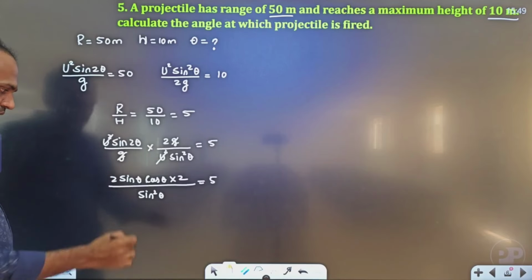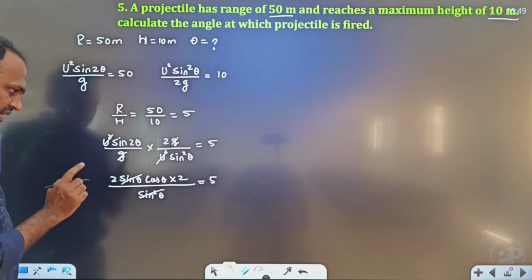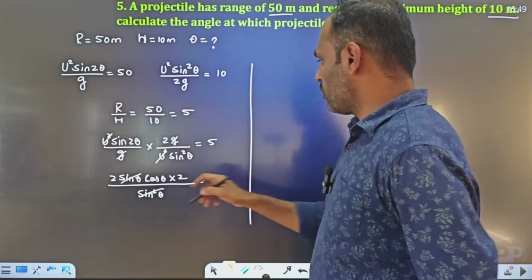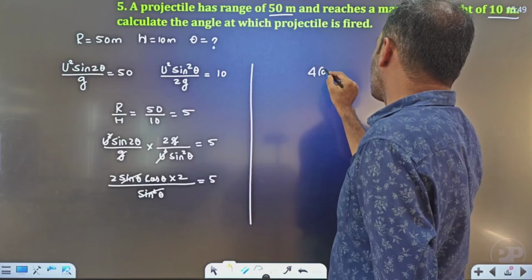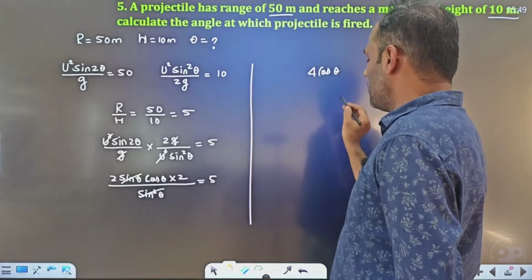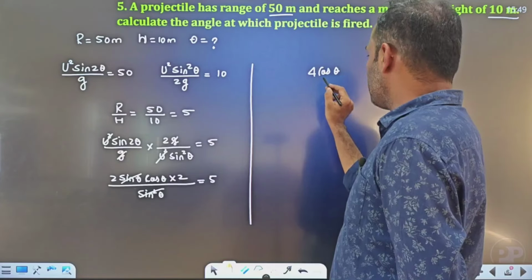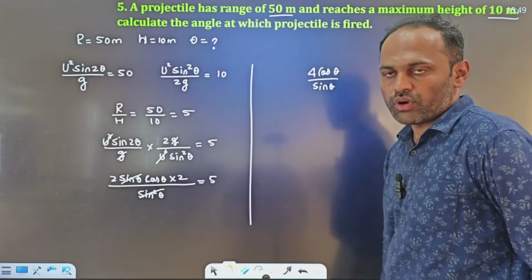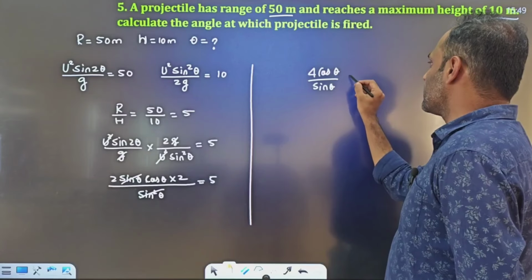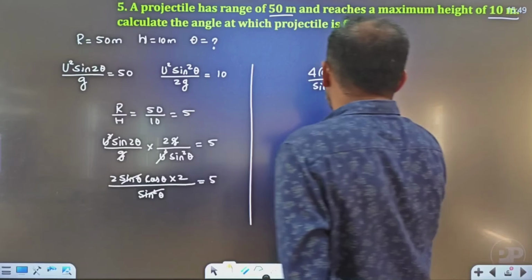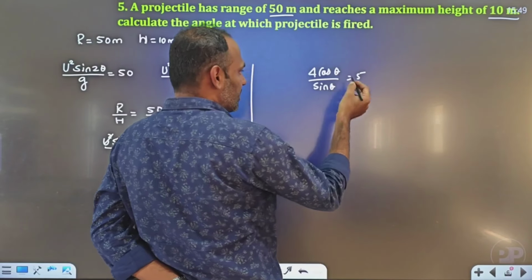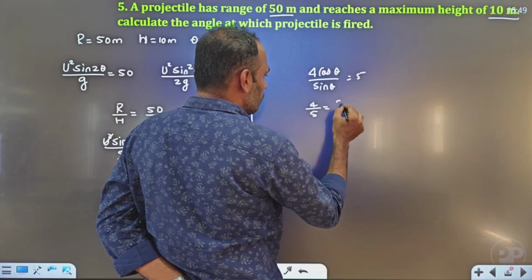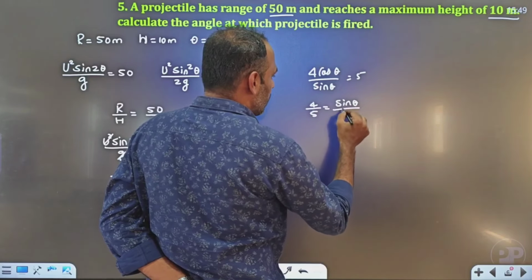Correct. So one sin theta cancels out, and 2 into 2 is 4. So it will be 4 cos theta divided by sin theta. One sin theta remains here. 4 cos theta by sin theta is equal to 5. Correct? Cos theta by sin theta, if I take it to the other side, becomes sin theta by cos theta. So 4 divided by 5 is equal to sin theta by cos theta.